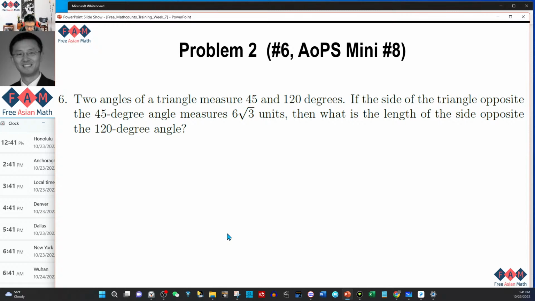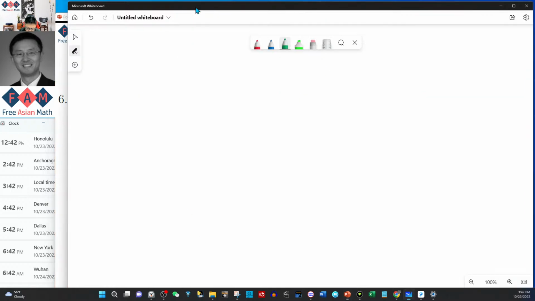So let's look at the second problem. We have a triangle. We have two angles. One is 45 degrees, one is 120 degrees. If we know the side of the triangle opposite to 45 degrees, then what is the side facing the other angle, 120 degrees?